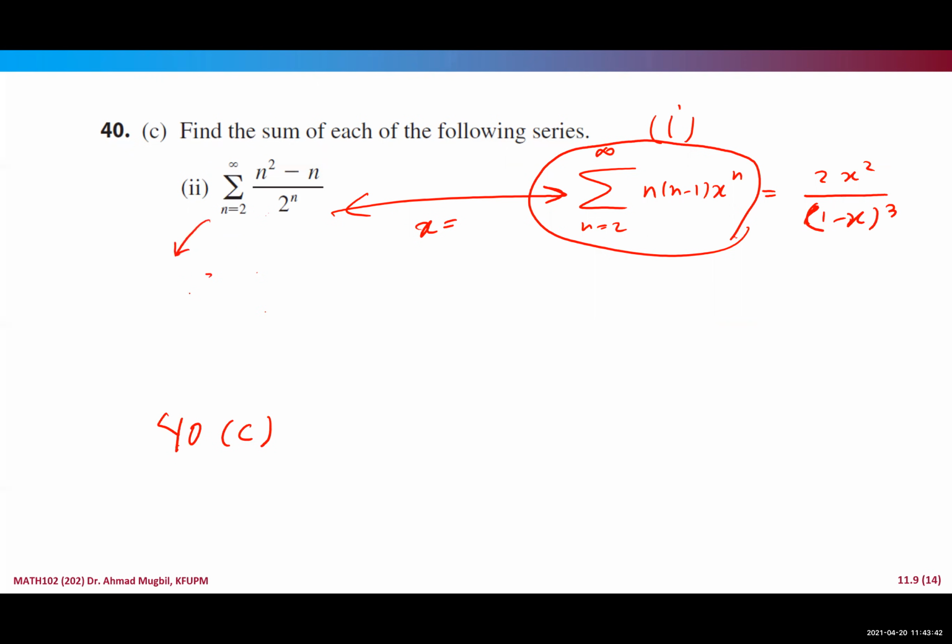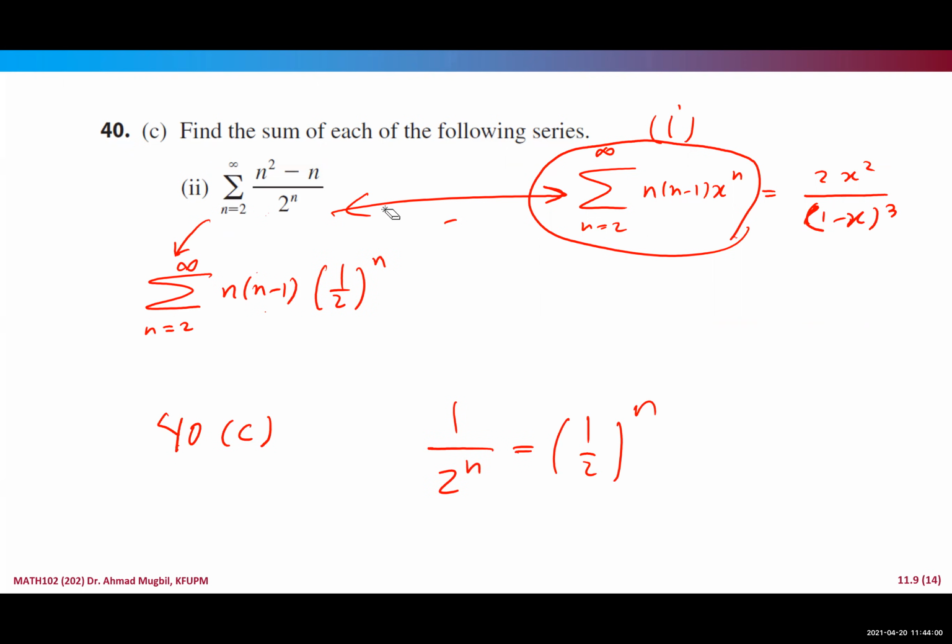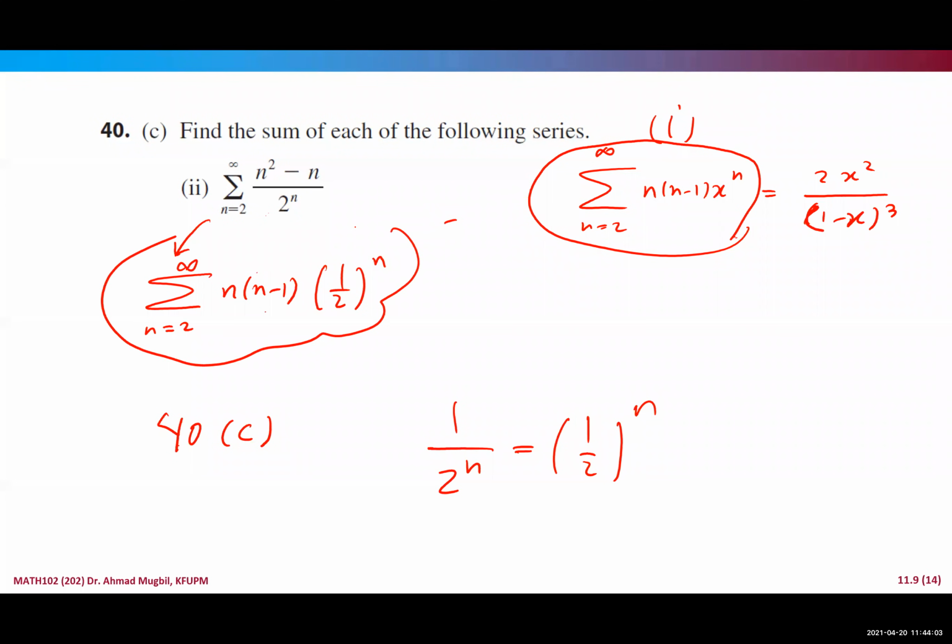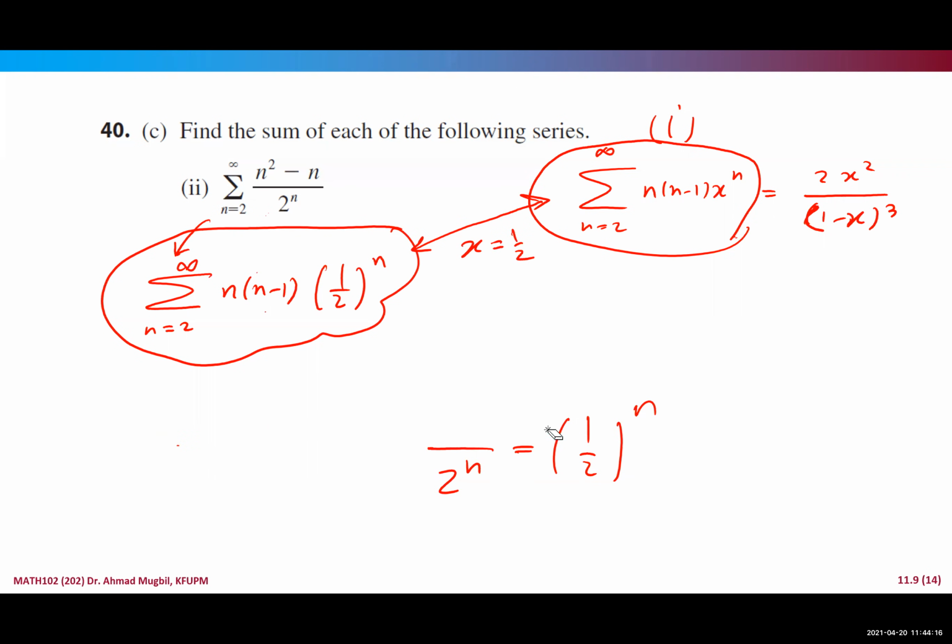Just do one step. It is the sum from n equals 2 to infinity of n squared minus n, which is, by the way, n times (n minus 1). It is the same. Take n as a common factor, n minus 1, and this is indeed (1 over 2) to the power n, because 1 over 2 to the power n is a half to the power n. Now, if you compare this with this, you can see clearly that it is the same. Just here you have x equals a half.